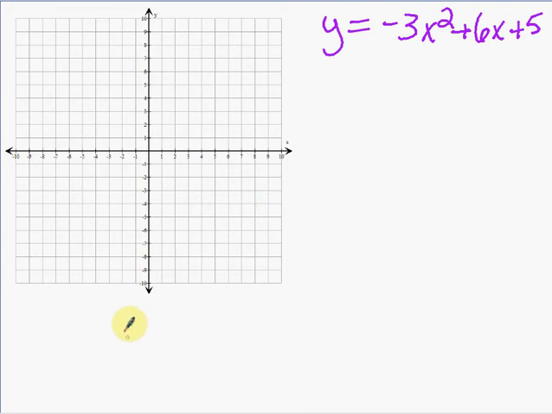So you could always pause or go back if you were interested in seeing what I had erased. Alright, so the first thing that we need to do in order to graph this quadratic function is to find an axis of symmetry. So let's write that down here. The axis of symmetry is a line.